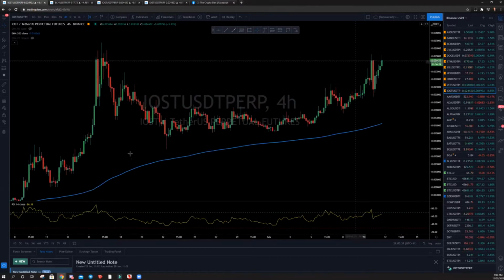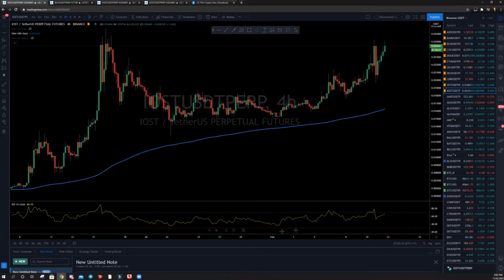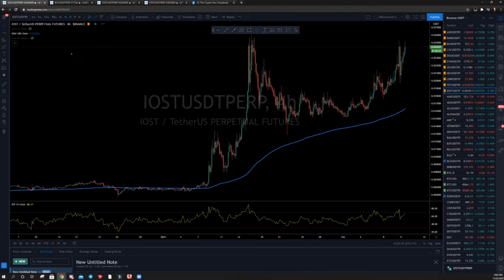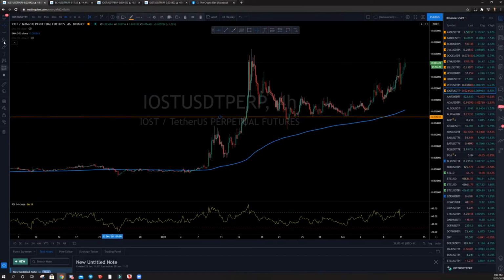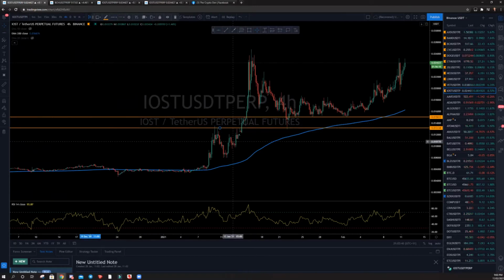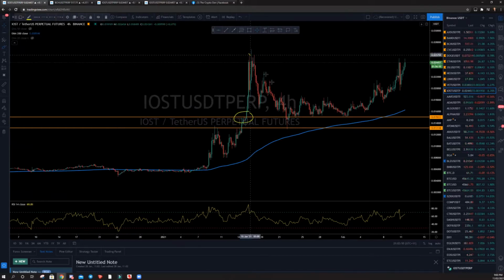So the reason why I jumped in on EOS and I didn't get out of EOS was because at this point here, there was a support that was broken, and it was broken really quite hard at this key level over here. So all I was doing was waiting for this to be retested and for me to get in at that point over here.